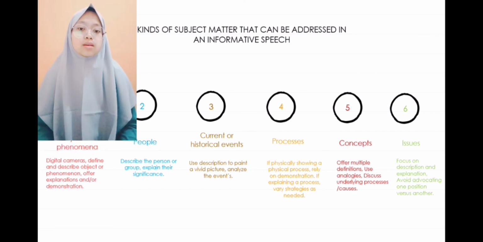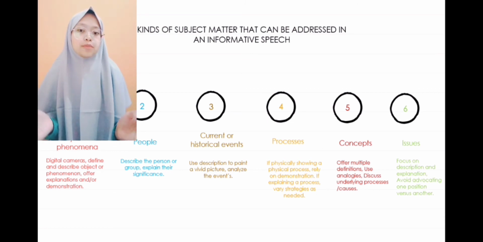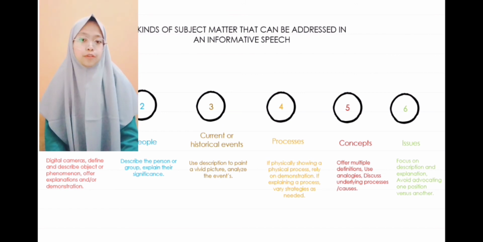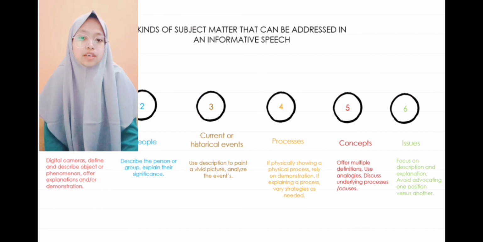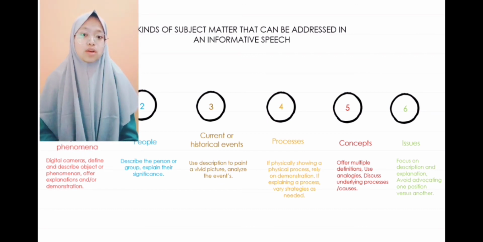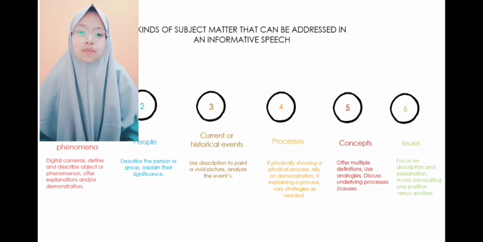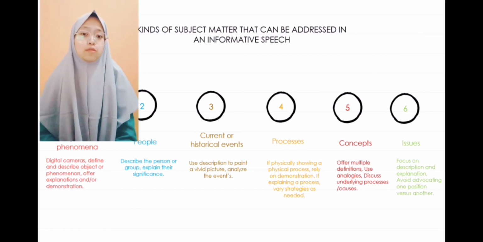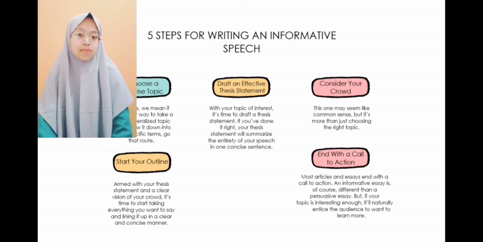The fourth is processes. If showing a physical process, rely on demonstration. The fifth is concepts. Offer multiple definitions, use analogies, and discuss underlying processes or causes. And the last one is issues. Focus on description and explanation. Avoid advocating one position versus another.